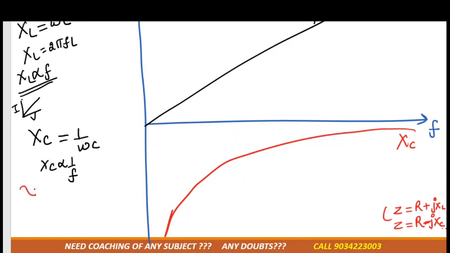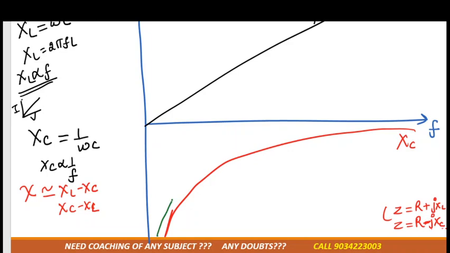Now we need to draw the graph for the net reactance. Net reactance is approximately equal to XL minus XC. If XL is greater, we'll take XL minus XC. If XC is greater, we'll take XC minus XL. Correct? So similarly we'll draw a graph for X, the total reactance.